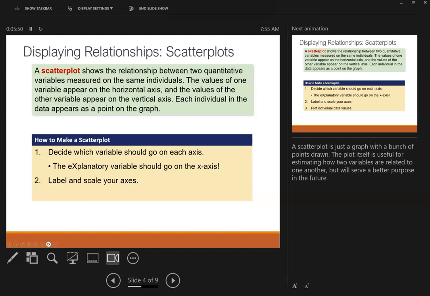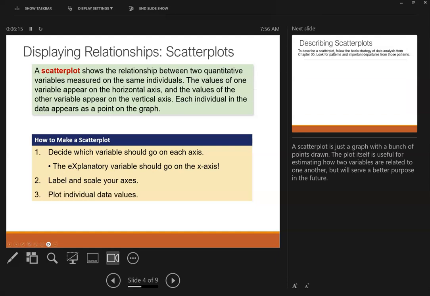Then you should label and scale your axes. So if the x-axis is advertising budget and the y-axis is revenue, you should also say like in dollars or something, probably American dollars. And then pick a scale. Maybe it's by hundreds of thousands of dollars for revenues and tens of thousands of dollars for advertising budget or something. And then plot your individual data values.